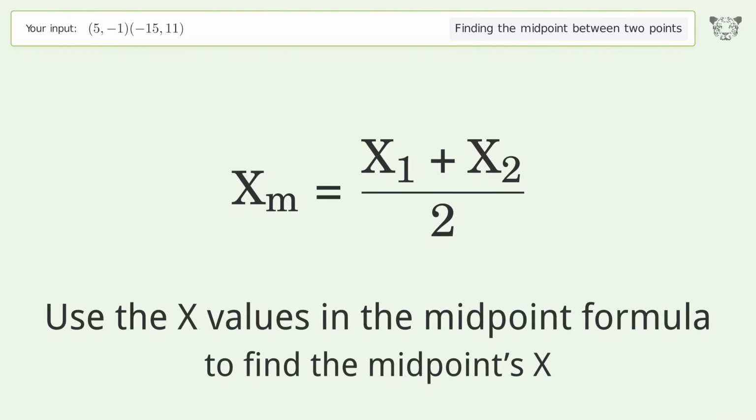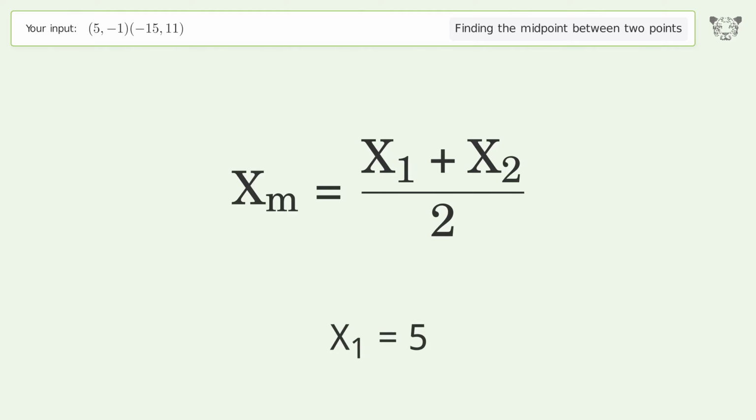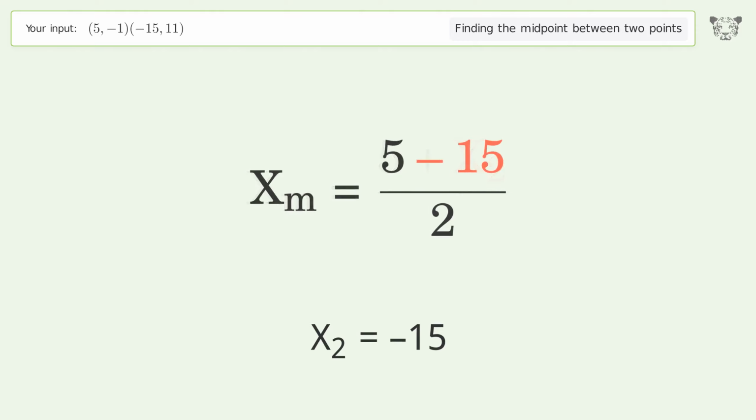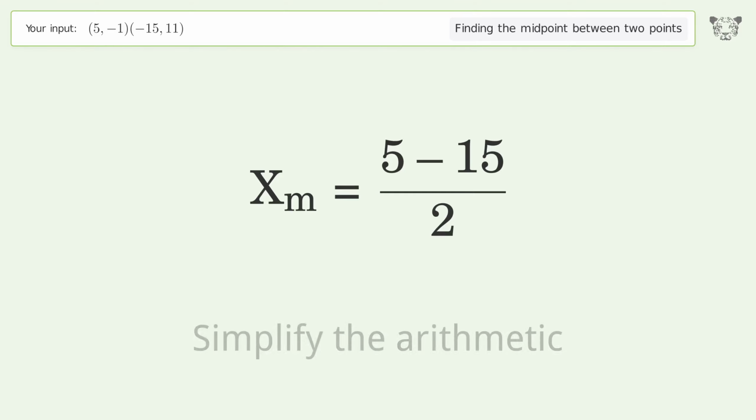Use the x values in the midpoint formula to find the midpoint's x. x1 equals 5. x2 equals -15. Simplify the arithmetic.